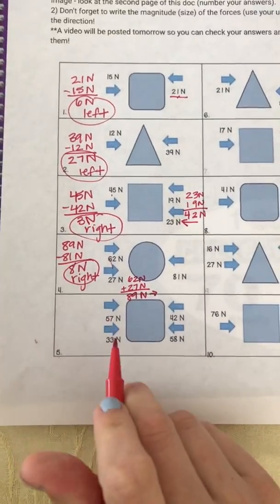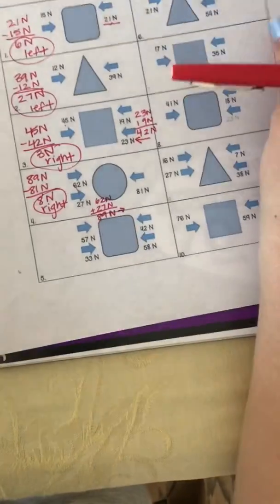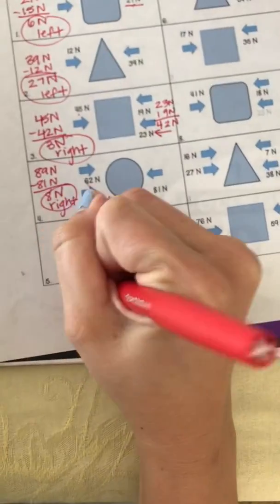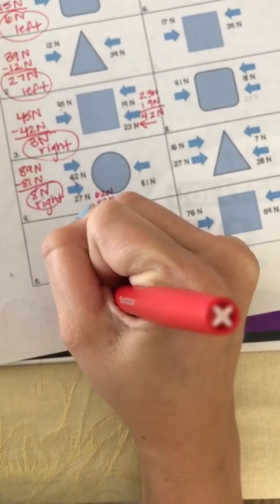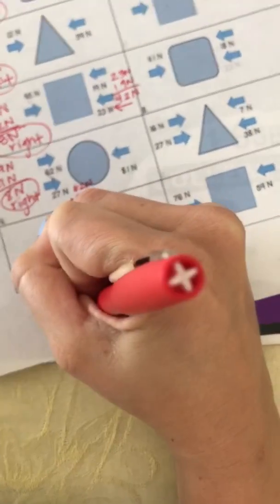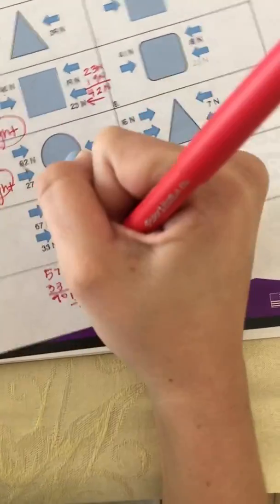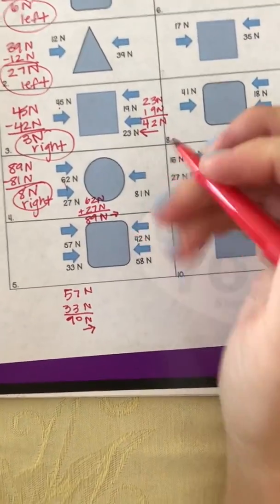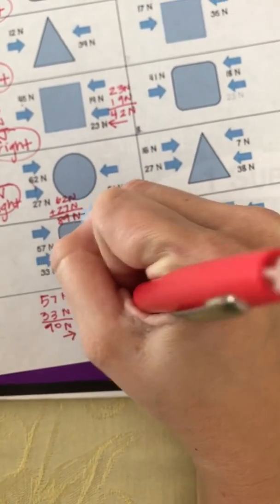Okay, for number 5, I have to add on both sides. So I'm just gonna write this stuff under. It's a little easier. I have some more room, so I have 57 newtons and 33 newtons. That's gonna be 90. Oh, my writing's getting not as legible. 90 newtons going to the right. And then I'm gonna have 42 newtons plus 58 newtons.